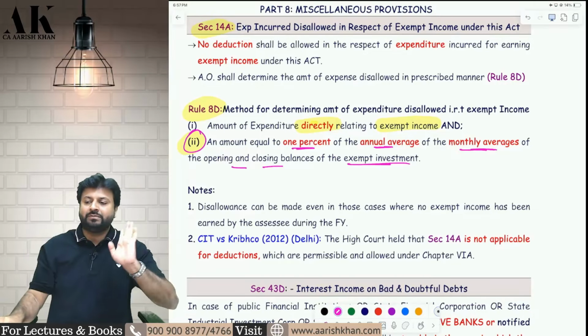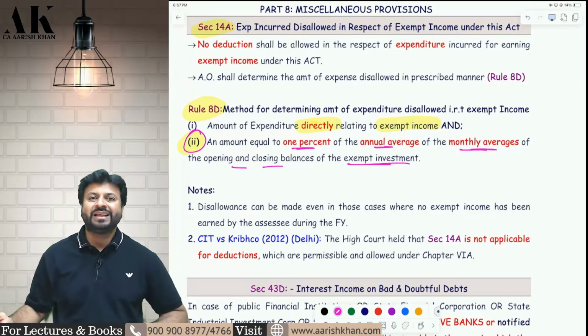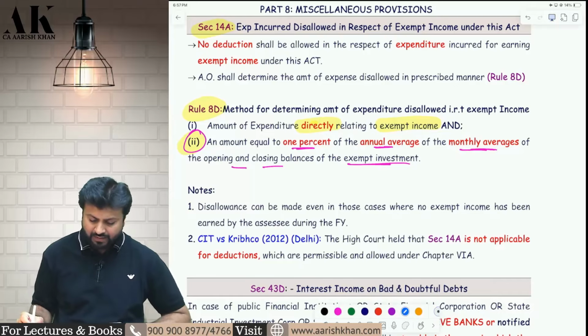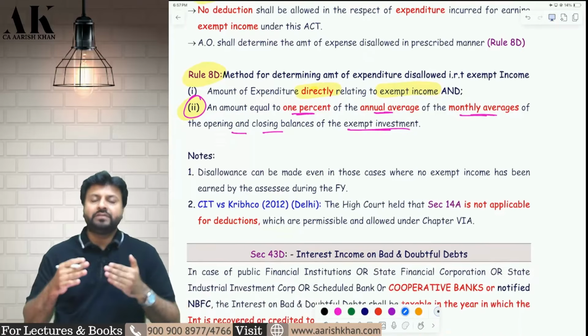Then you will take annual average 1%. I hope it is clear to all of you. Is it clear? I hope it is clear to all of you. Okay. Now, there are two issues over here which we need to address one by one.